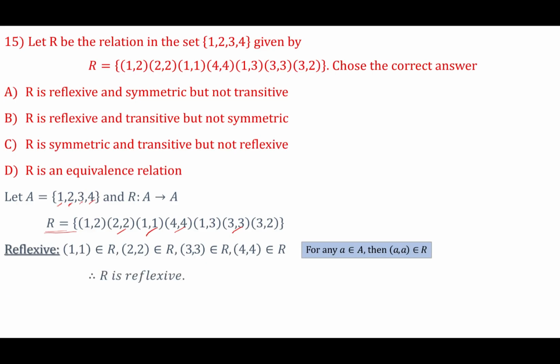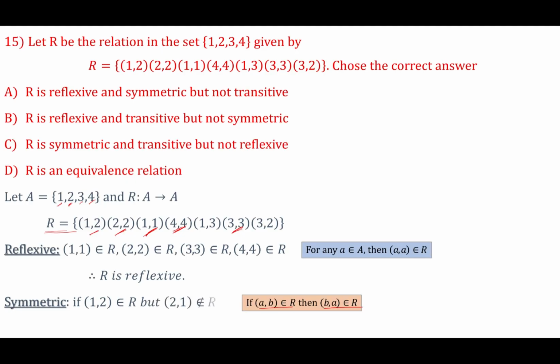The second is symmetric. What is symmetric? The symmetric definition says if (a, b) belongs to R, then (b, a) must belong to R. I don't need to check the ordered pairs with the same elements, which satisfy symmetric. So (1, 2) is there, which means (2, 1) must be there. Check: if (1, 2) belongs to R, (2, 1) must belong to R. (1, 2) is here, but (2, 1) is not here, which means the given relation is not symmetric.